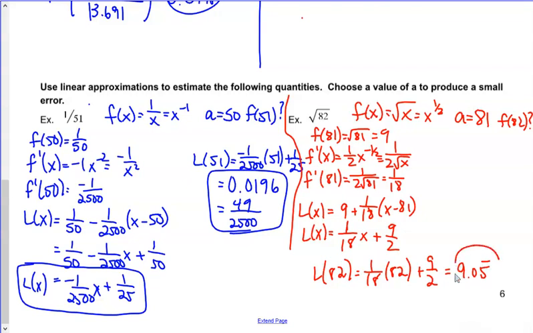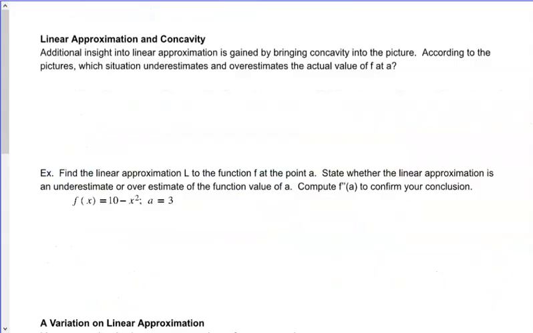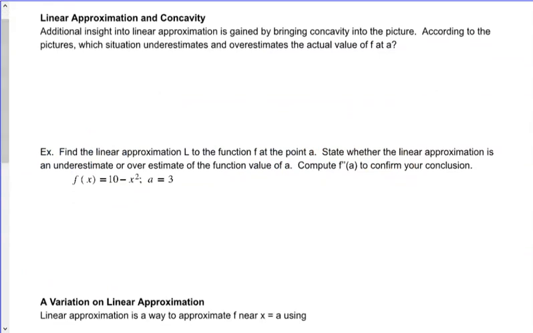And that would be our answer for the approximation of the square root of 82. Okay? All right, very good. Let's move on to concavity. Linear approximation and concavity. Additional insight into linear approximation is gained by bringing concavity into the picture.